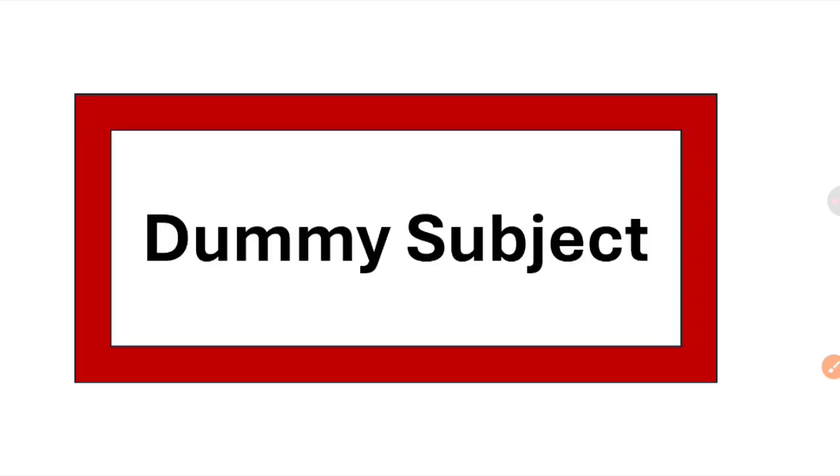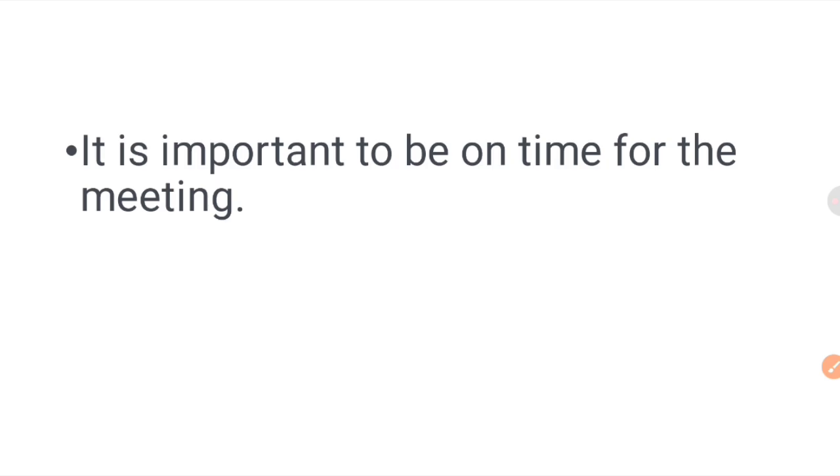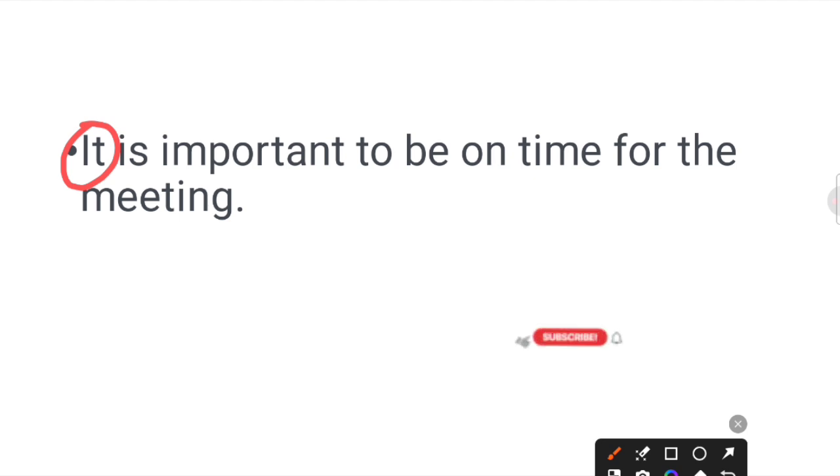Now another use, as I have already mentioned, is that it is used as a dummy subject. What is a dummy subject? Like there is no particular subject. When you don't identify any particular subject in any sentence, in that case you will use it. For example, it is important to be on time for the meeting. So here we don't see any particular subject, so we'll start the sentence with it. So it is performing the role of a dummy subject.